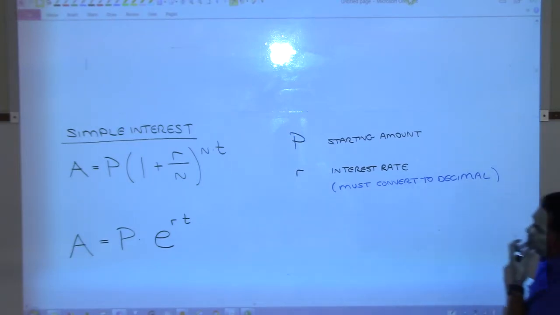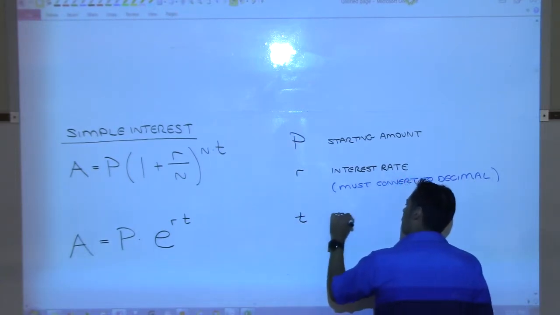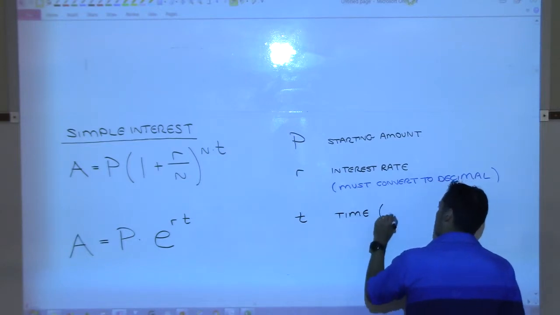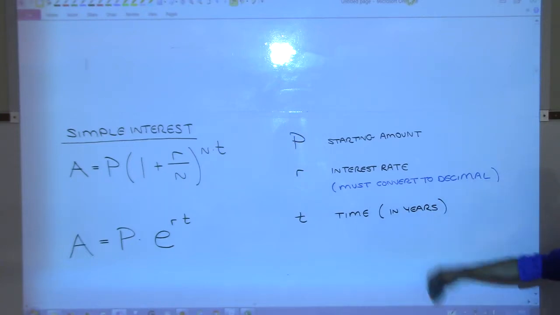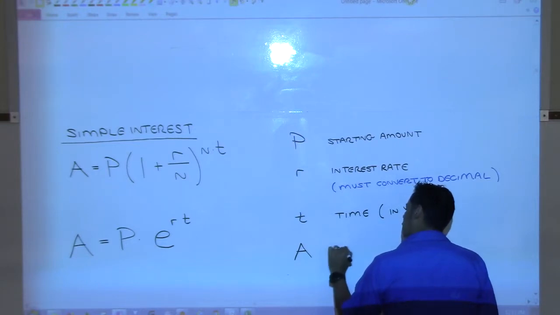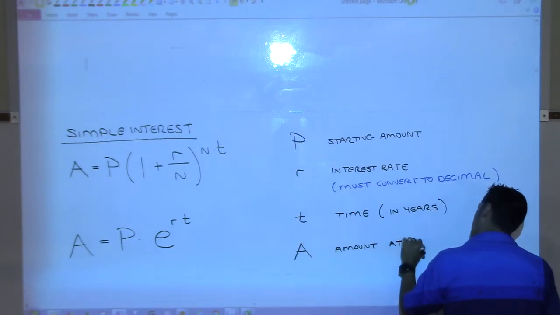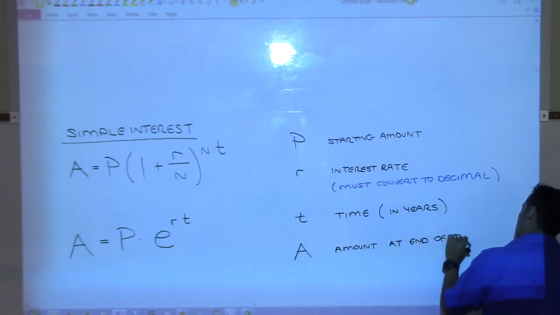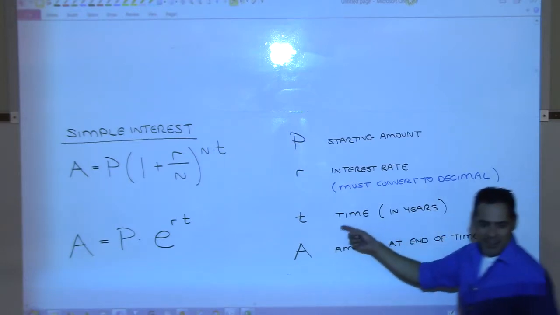What else is in both formulas? T. What do you think T is? Time. And time here is always measured in years. Okay, time is measured in years. And A is in both formulas. So A is the amount at the end of time. And I don't mean the end of time for all mankind. I mean at the end of this time right here that you're talking about.